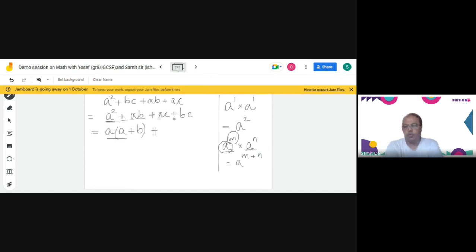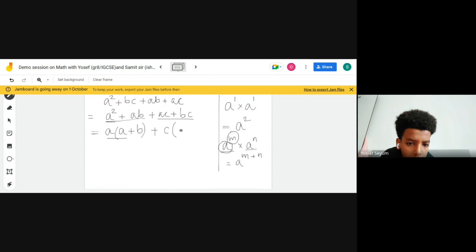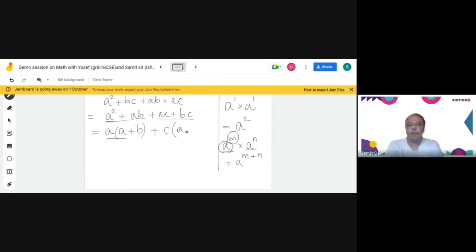From these two, what is common? c. What are we left out with? a plus b. So these are two expressions again. From this entire one, what is common?